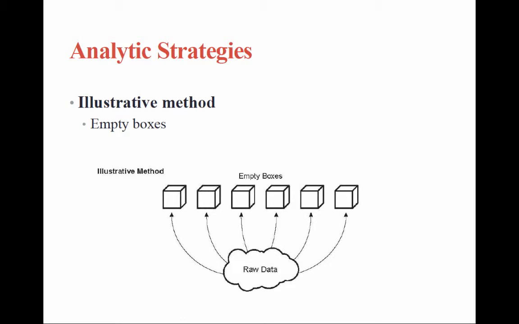A third type of analytic strategy would be the illustrative method. In the illustrative method, what we're using here are empty boxes. So these empty boxes are the conceptual categories. And what we're doing here in this analytic strategy is essentially taking the theoretical concepts, representing them as these empty boxes, and then from the data, we're getting specific empirical examples that we are then putting in these specific conceptual categories.